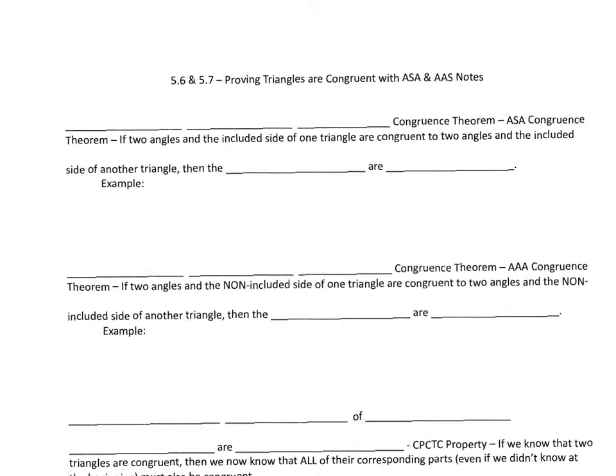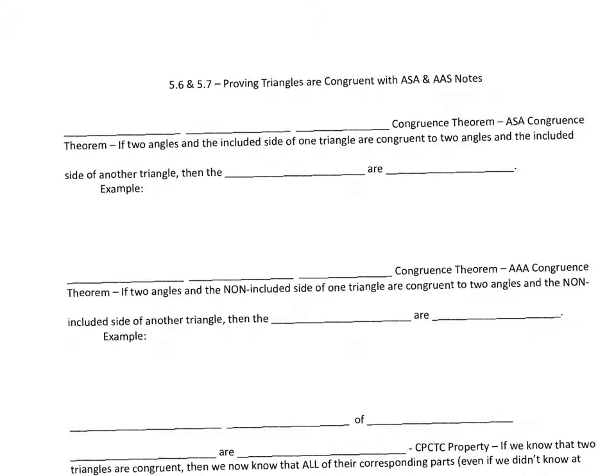Today we will be talking about 5.6 and 5.7. The first theorem we want to discuss is, remember we have our side angle side. Well, instead of side angle side, we are talking about angle side angle congruence theorem, which basically means that if two angles instead of two sides, if two angles and the side included, so the side has to be in between the two angles, are congruent, then the triangles are congruent.